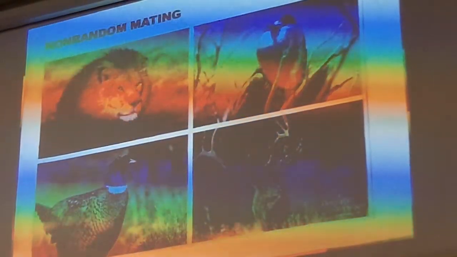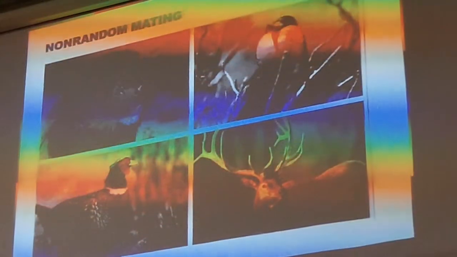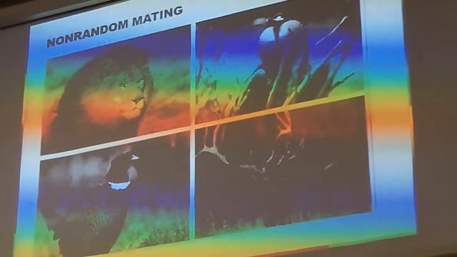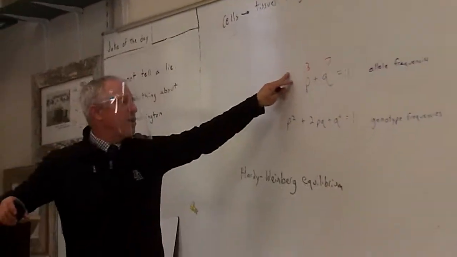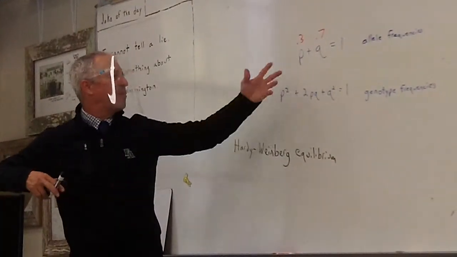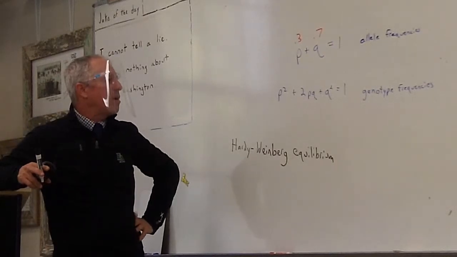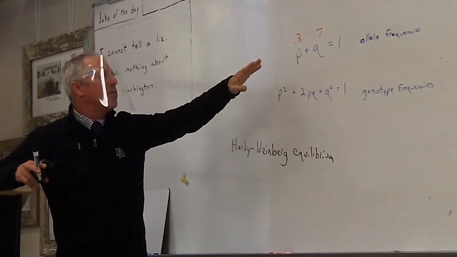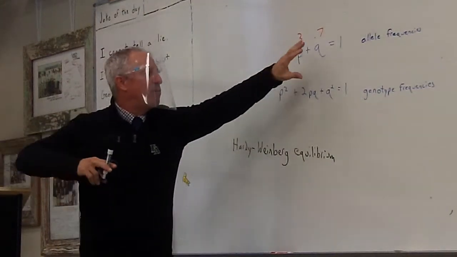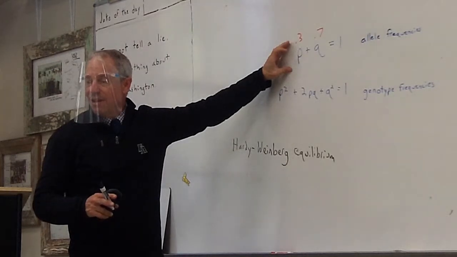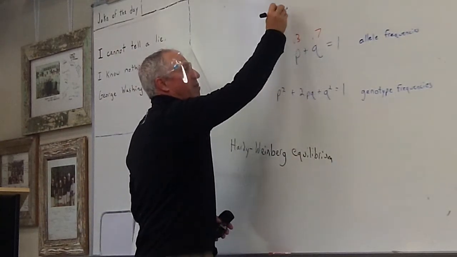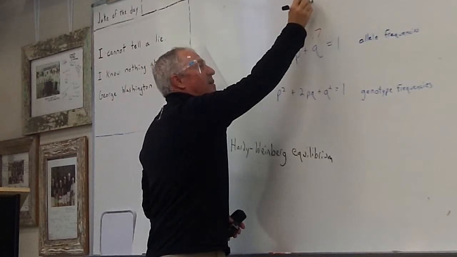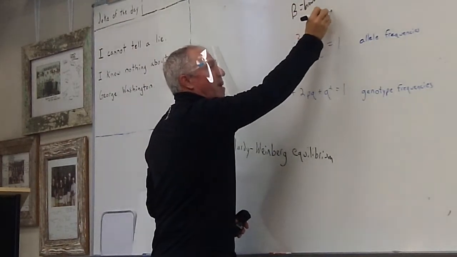There's non-random mating. In order to maintain Hardy-Weinberg equilibrium, the mating has to be random. You have to randomly select from the population. So you have to randomly mate with one another. In other words, if you prefer the dominant individual, let's say these are rabbits, and the dominant is the brown, big B brown, and the recessive is little b white.